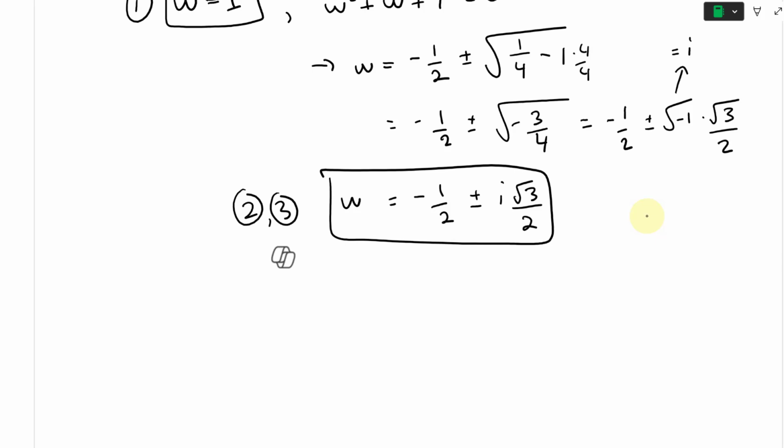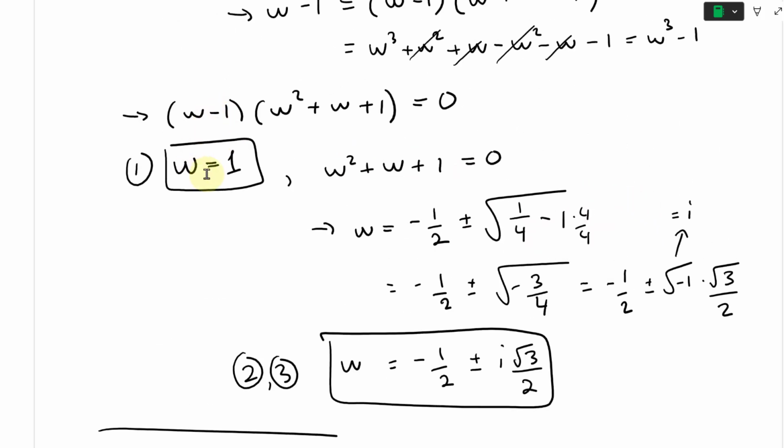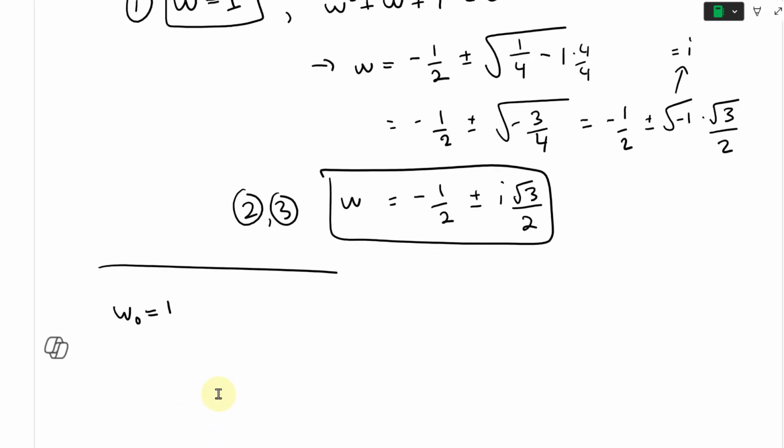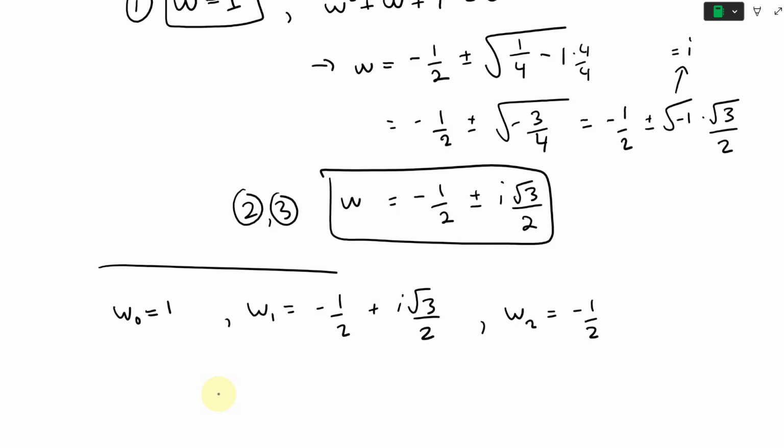All right, and we could refer to these as, we'll write this as w naught equals 1, just a trivial one. And then the next one is going to be w1. This equals, let's do the plus, so negative 1 over 2 plus i square root 3 over 2. And then lastly, w2 equals, we'll take the negative, so negative 1 over 2 minus i square root 3 over 2.